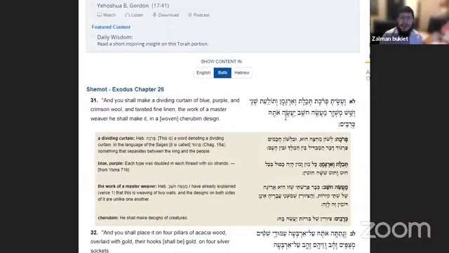Vasisa Pareches tcheles va'argamon v'selas shni v'sheish mashzar ma'aseh choshev ya'aseh osei kruvim. She'll make a dividing curtain, that's the Pareches, of blue, purple, and crimson wool, and twisted fine linen, the work of a master weaver. He shall make it in a woven kruvim design.